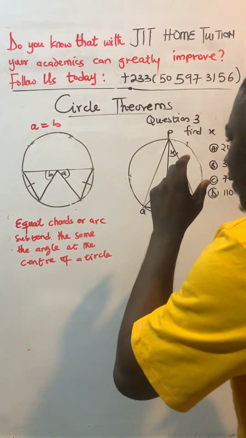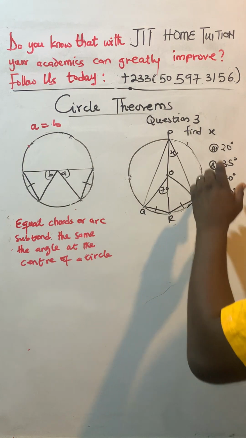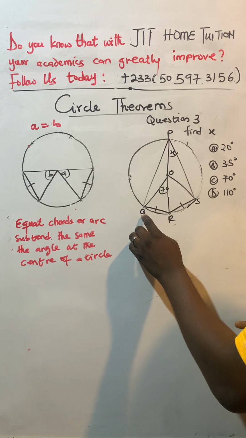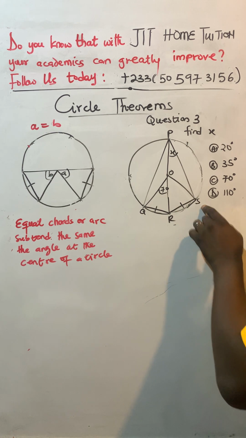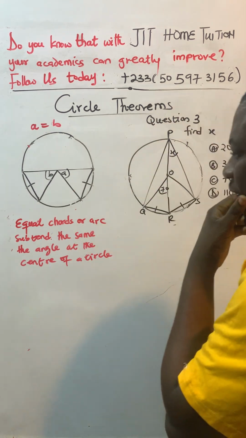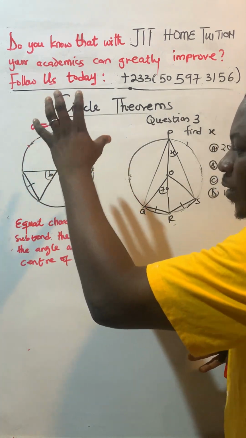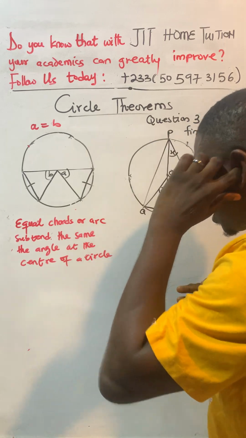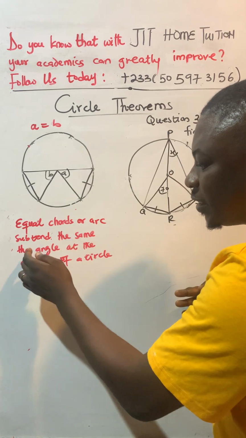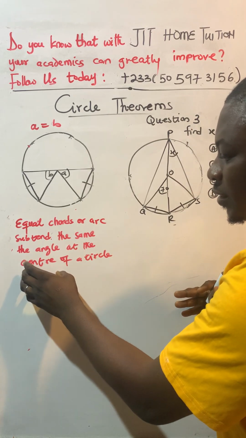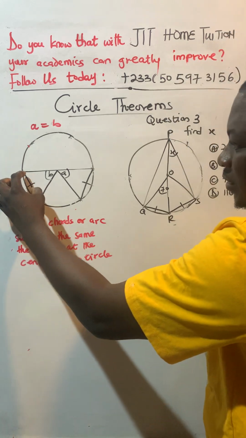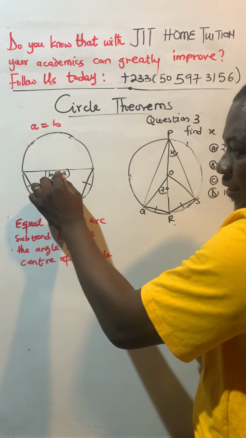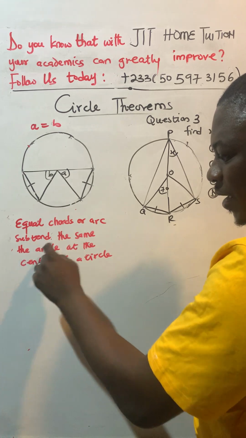So you have this question. The question is saying find x, look at the position of x, and you have QRSP here. Now let's look at something over here. What is this theorem actually saying? It says that equal chords, or arcs, subtend the same angle at the center of a circle. So this is a chord, this is also a chord, and look at where it subtends at the center. You see the same at the center.